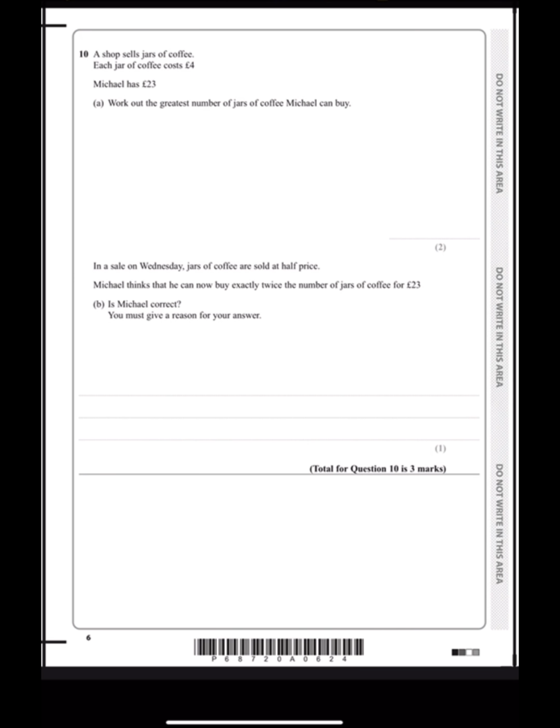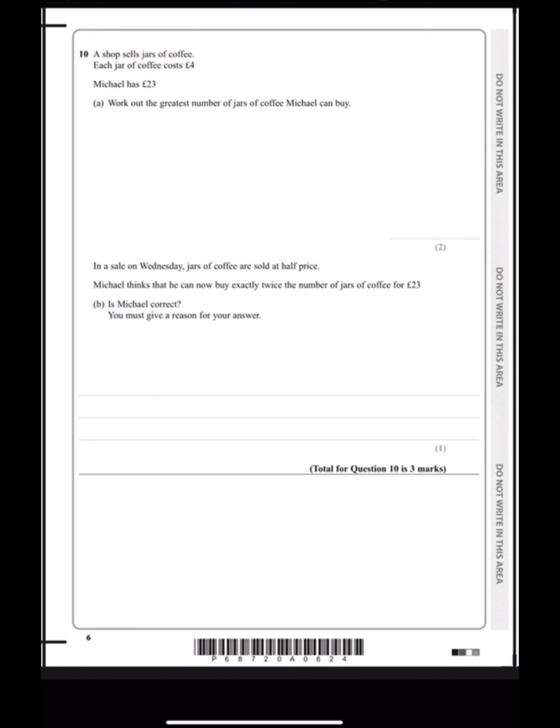Moving on here. We are on question 10. So question 10 says, a shop sells jars of coffee. Each jar of coffee costs 4 pounds. Michael has 23 pounds. So work out the greatest number of jars of coffee Michael can buy.